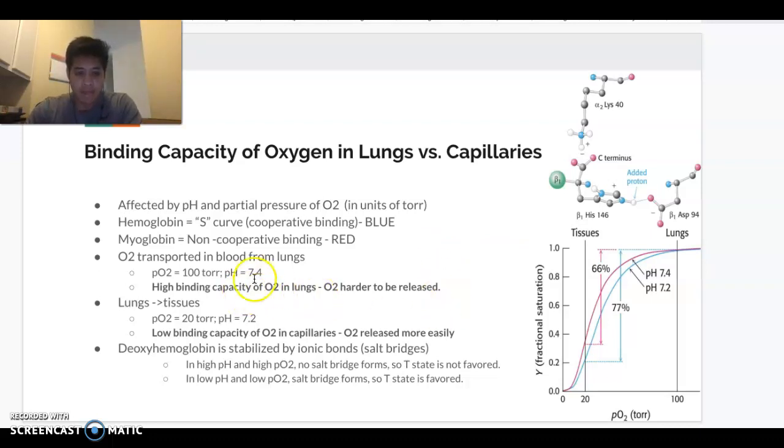So just to reiterate, there's a high binding capacity of oxygen in the lungs versus a low binding capacity of oxygen in the capillaries.